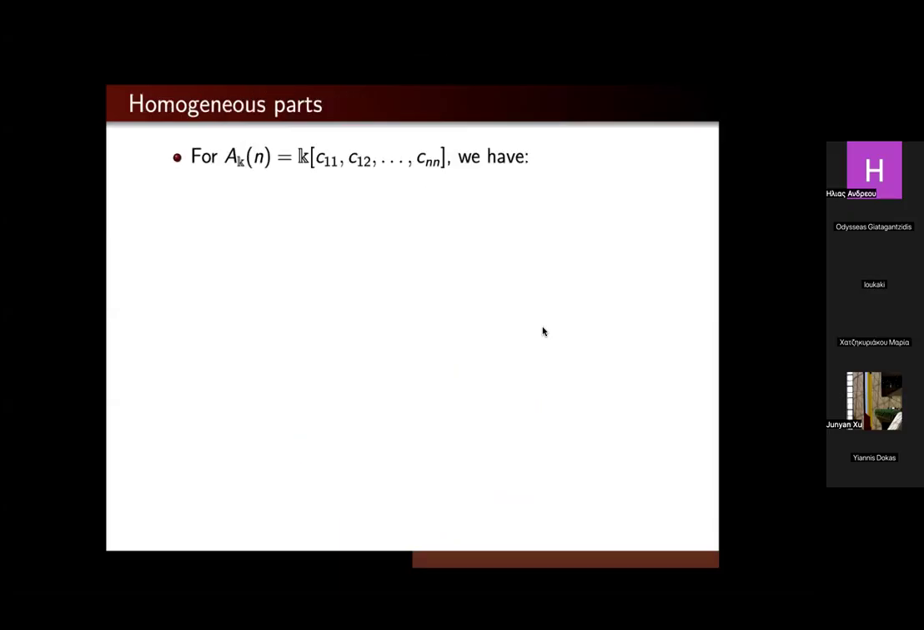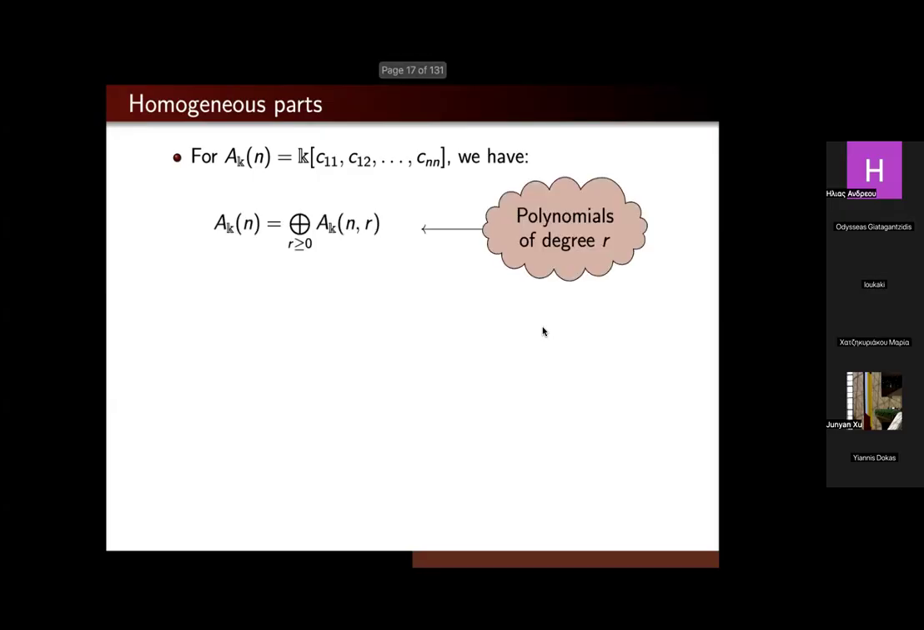Since we have polynomials now, we can talk about some undergrad maths and say that I have a polynomial ring. So I have a grading. These are the vector spaces which are polynomials of degree R. And this is beautiful because it coincides with a setup in representation theory.